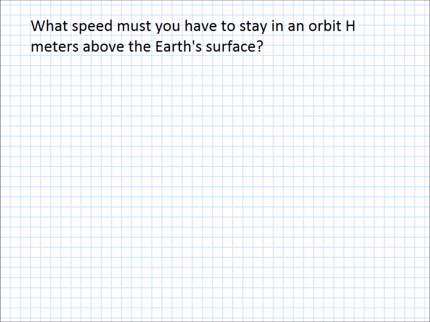Alright, so we're looking for a velocity, and this is an orbit, so I'm going to start by drawing that. Here's the Earth, can you tell? Here is our orbit, circular orbit. We'll be right here, perhaps, going at a velocity v, and we're a height h from the ground. So we're looking for what that v is.